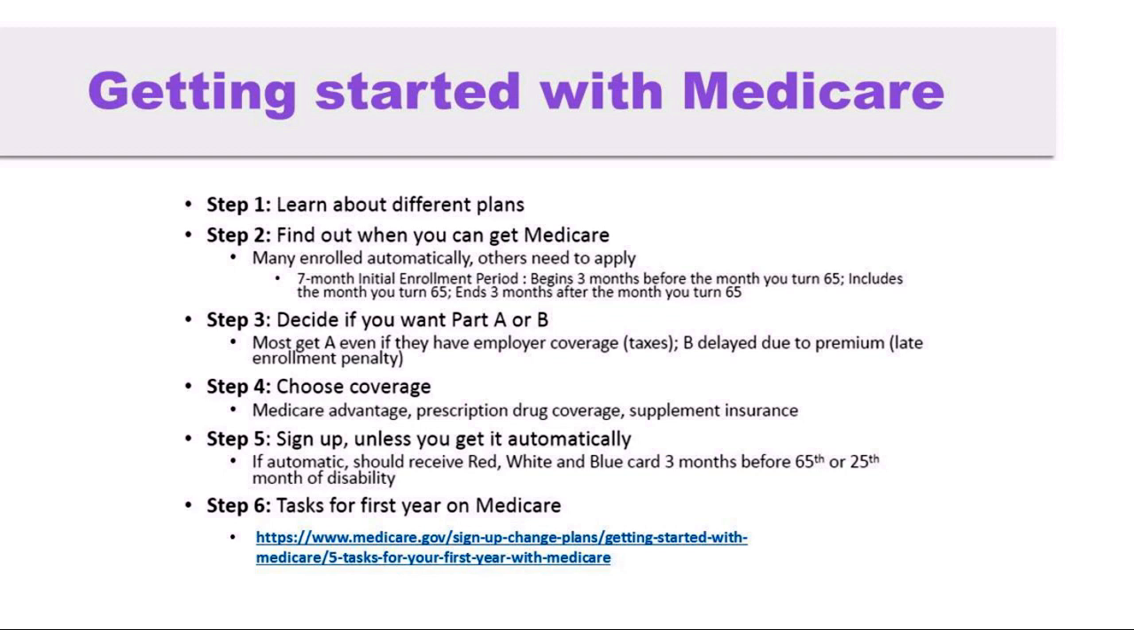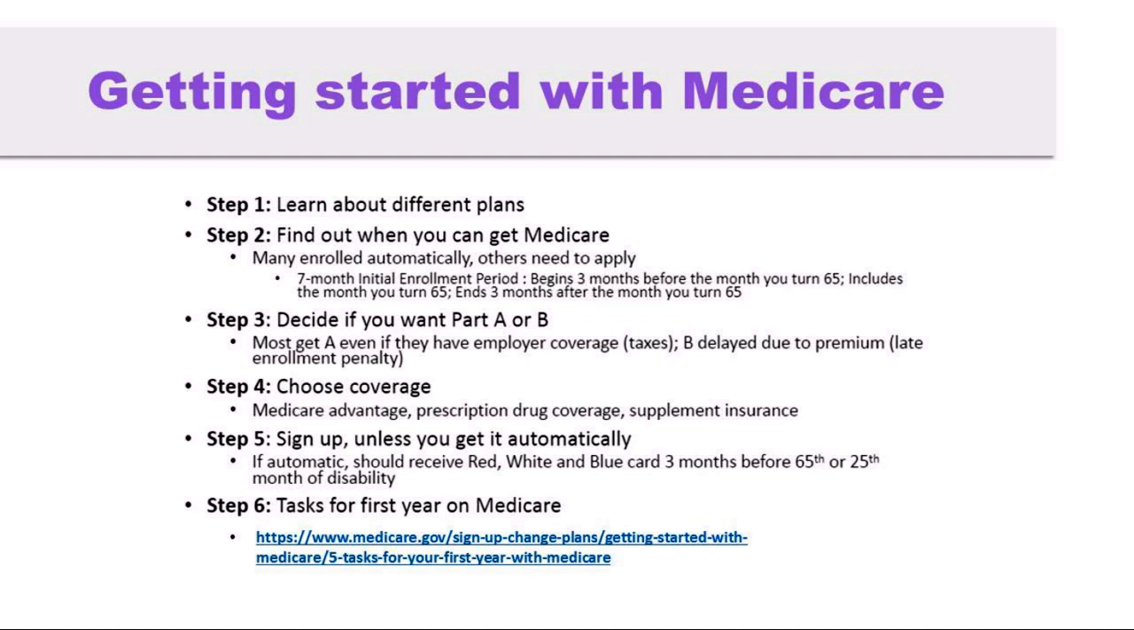Step 4 is to choose your coverage. Do you want to enroll in Part D or a supplement? Do you want to bundle your Medicare in a Medicare Advantage plan? State Health Insurance Plan, or SHIP, coordinators can help you get started with your Medicare coverage. They can help you compare your different options like application assisters do for Medicaid and Marketplace plans. You can find a local SHIP coordinator by contacting your local area agency on aging.